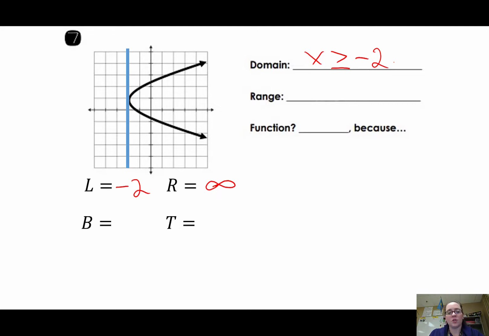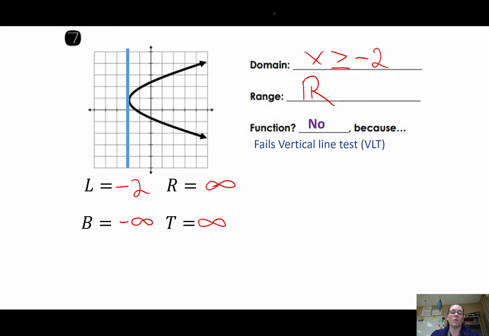All right, my range. So how far down? Do I ever stop going down? No. So we're going to go to -infinity on the range. Then we're also going to keep going to +infinity as well. So the range on this one is all real numbers. Is this a function? Nope, we do not pass the vertical line test.